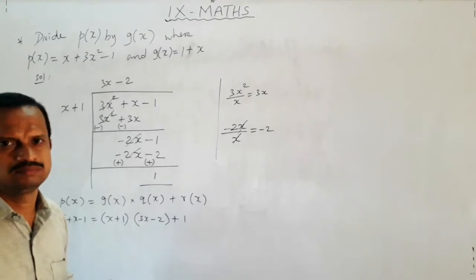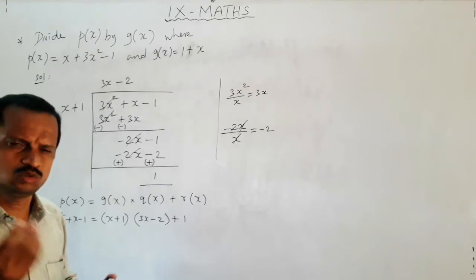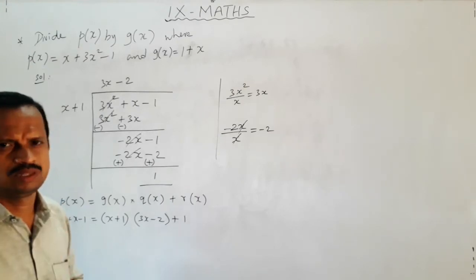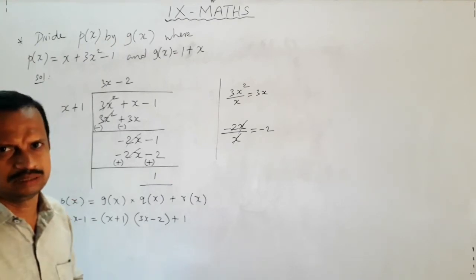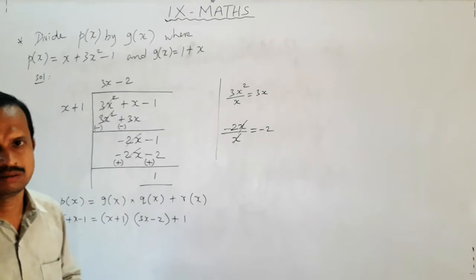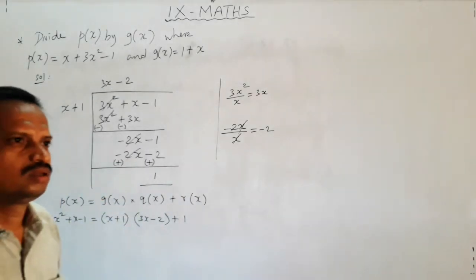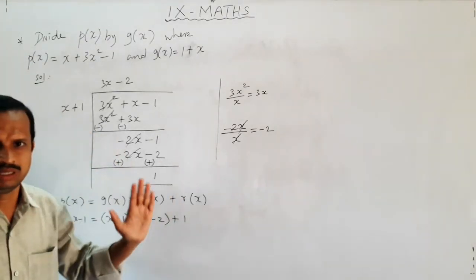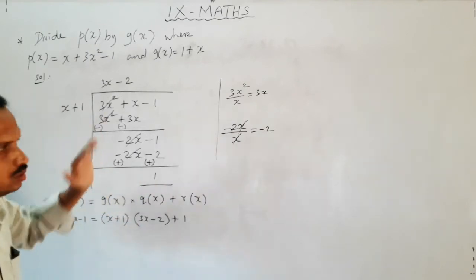We cannot divide by x. If we divide, what happens? It is 1 by x only. So to avoid that, in polynomial form, if you want to write, the variable should not be in the denominator. So this is the way of writing. Clear? Okay. So now you have learned how to divide a polynomial by another polynomial, and we got the remainder 1 here in this term.